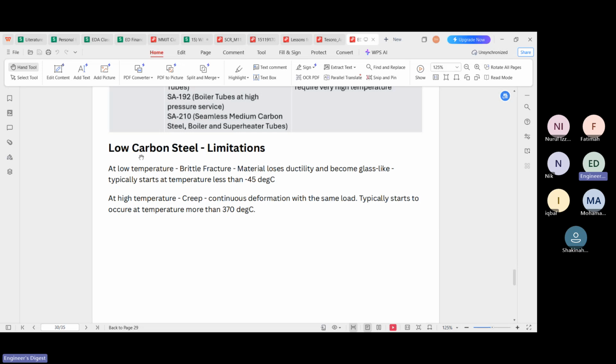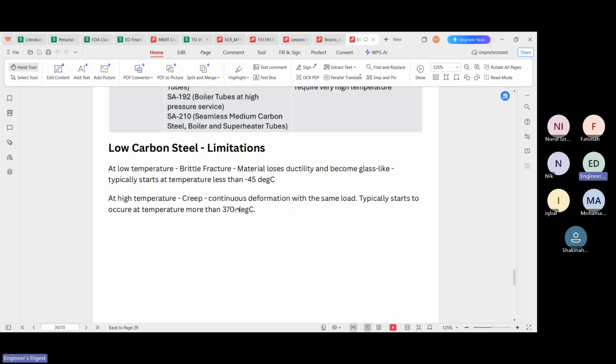Okay, so low carbon steel limitation at low temperature, we have seen the case study from Australia. That is the brittle fracture. Material loses its ductility and becomes glass-like. Typically starts at temperature less than -45 degrees Celsius. This is the limitation at low temperature. But carbon steel also has a limitation at high temperature. This is what we call creep. So, brittle fracture and creep.